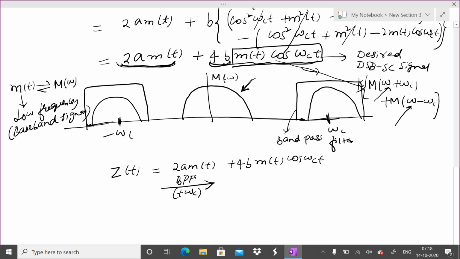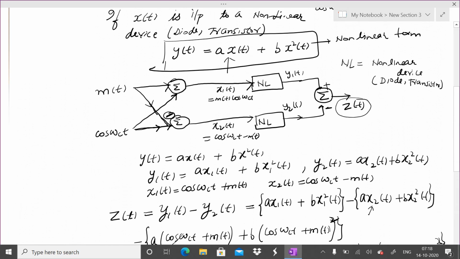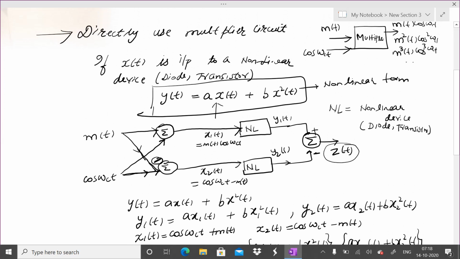It should be centered around omega c. Then you will get 4b m of t cos omega ct, right? Then you can simply put an amplifier of gain 1 by 4b. You will get m of t cos omega ct. Nice. So if we go back to the diagram here, what should you place at the output of z of t? A band pass filter centered around omega c, and that will give you 4b m of t cos omega ct. Sorry.